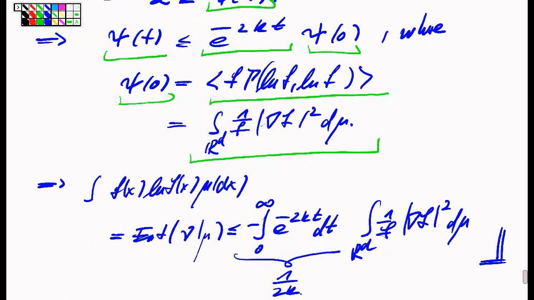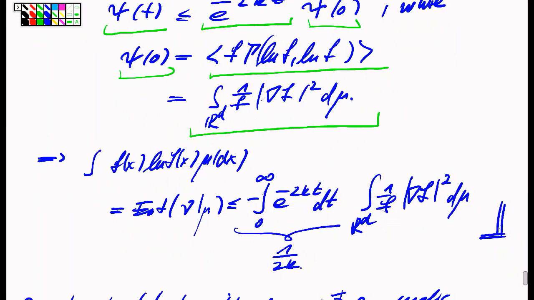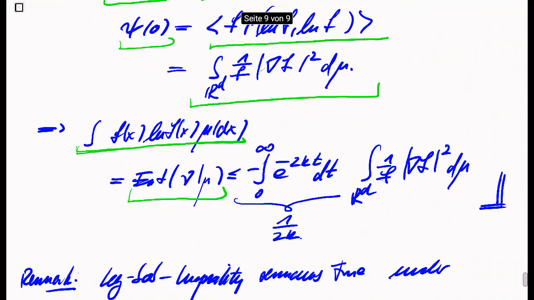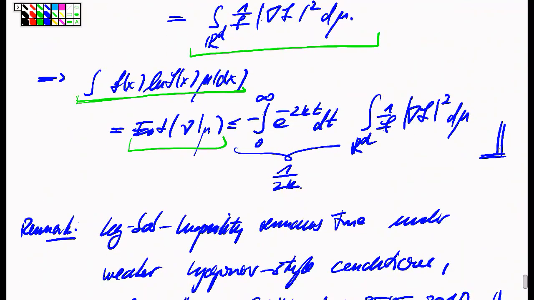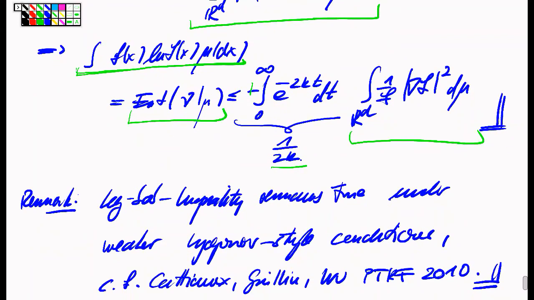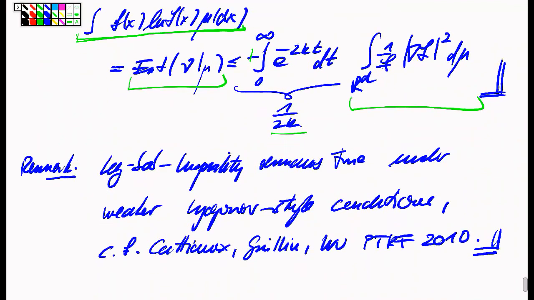So plugging this estimate for the psi function into my representation of this entropy in the time integral, so I'm writing it out again. I started out with this. This is just my entropy of mu against the mu. Then I was able to write this as an integral over the psi function. But the psi function could be estimated by this exponential formula. So therefore, the whole thing is less or equal, here is a plus, I guess. And so therefore, the whole thing altogether is less or equal than 1 over 2k times the psi of 0, which is exactly my logarithmic Sobolev inequality that I wanted to establish.